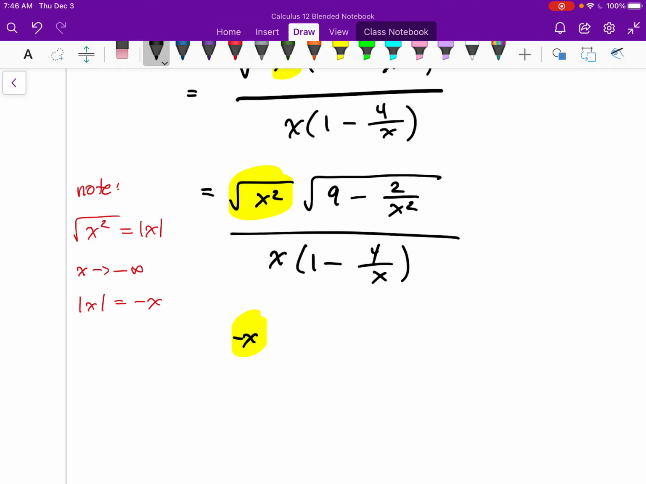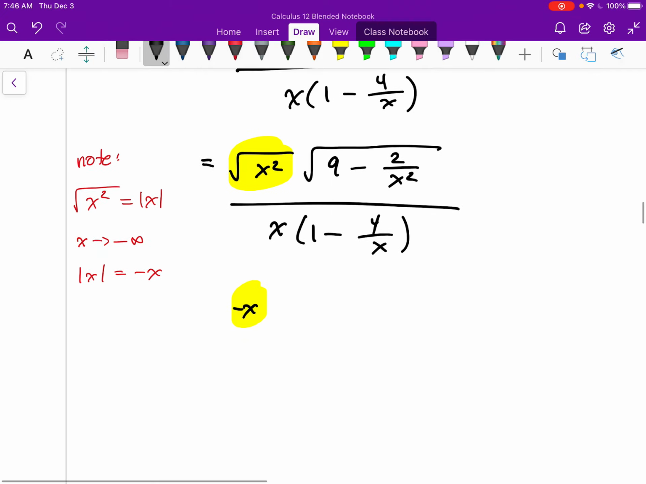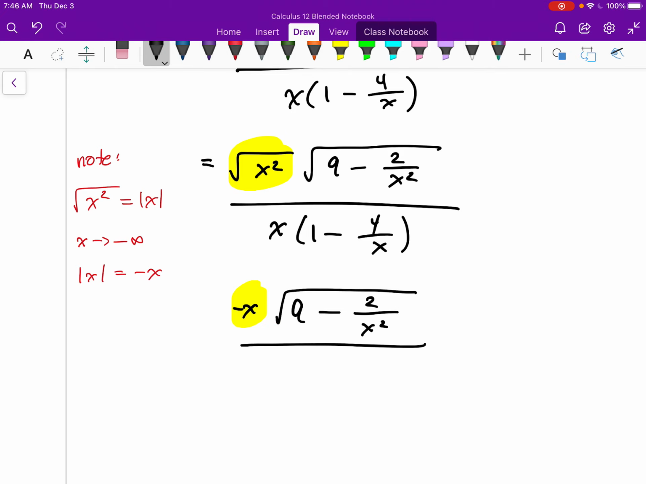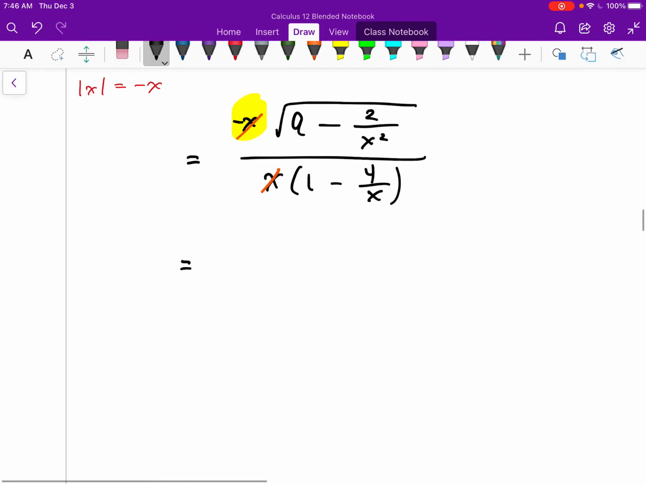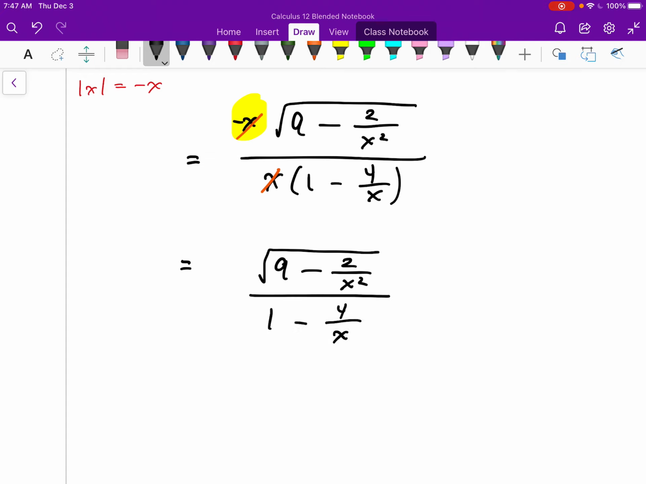If x wasn't approaching any particular number, if it was just x, then I would just leave it as the absolute value of x. But again, we know we're going to find the limit as x approaches a massively negative number. And so with that said, let me write the rest of this out. And now I can cancel out these two factors of x. And now I'm at a point where I can actually evaluate this limit. Yes, it looks messy. Well, it should be a negative up here.